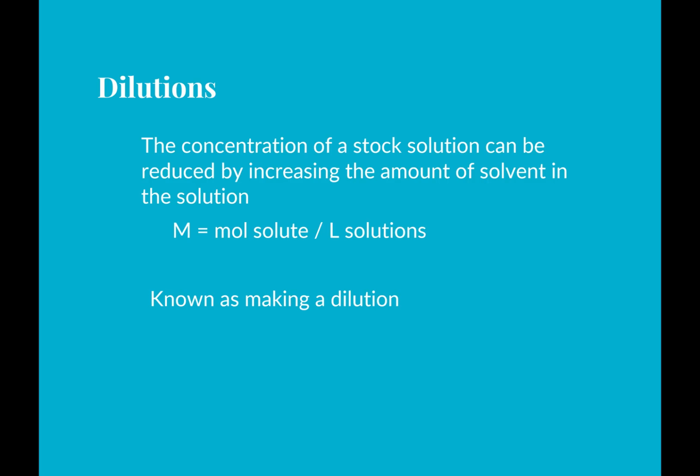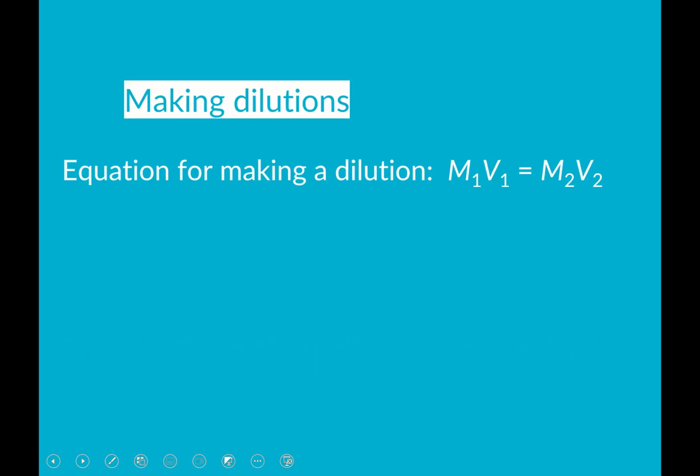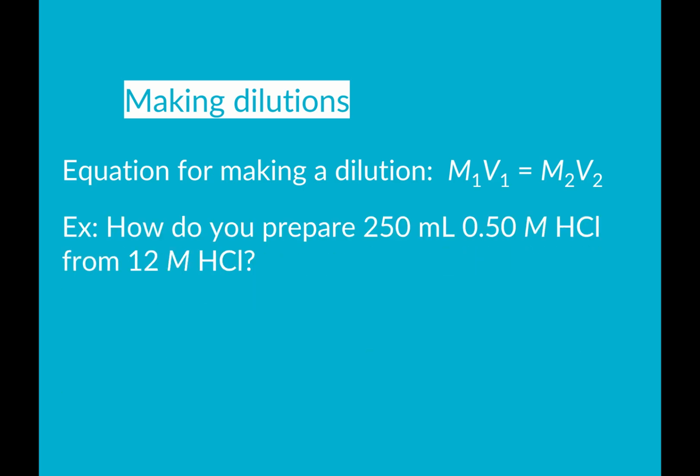Since the moles of solute don't change, we can essentially compare these two solutions, the stock and the dilution, through this equation, M1V1 equals M2V2. With this equation, we have an idea of how to prepare a diluted solution if we have a target molarity or volume in mind, essentially figuring out how much of an original stock solution we're going to need. So let's see an example of trying to prepare a diluted solution.